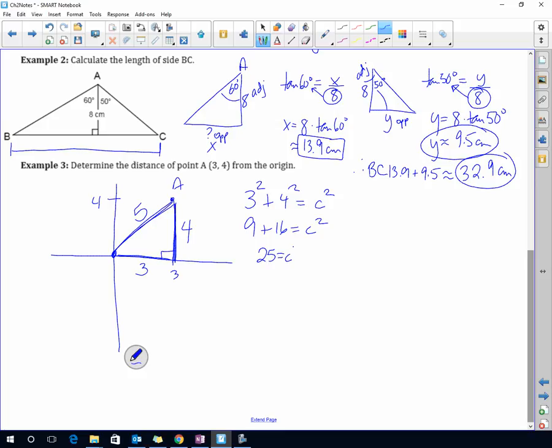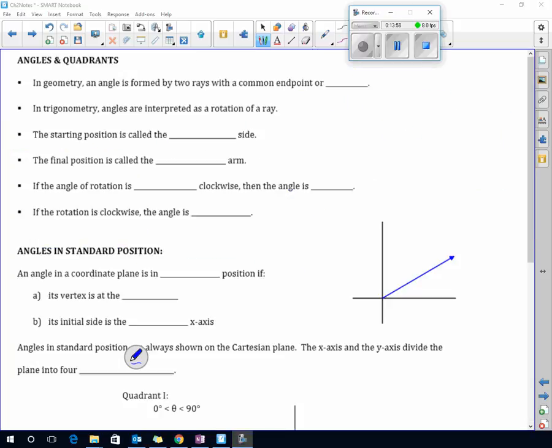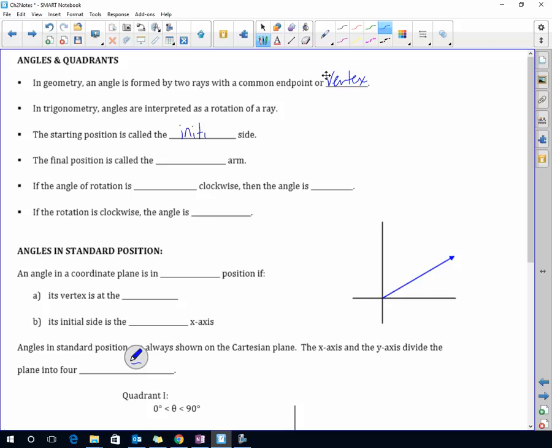So moving on here, in geometry, an angle is formed by two rays with a common endpoint or vertex. In trigonometry, angles are interpreted as a rotation of a ray. The starting position is called the initial side. The final position is called the terminal arm. These definitions you should know from now on.